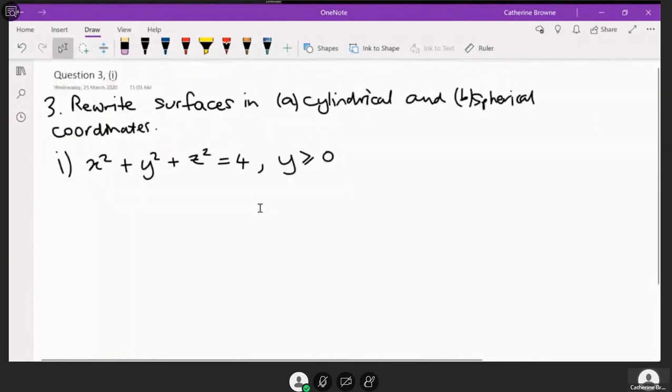So I want to rewrite these surfaces in cylindrical and spherical coordinates. I have 3 prepared, but we'll see how we go for time. I'm not sure if I'm going to get all the surfaces done and also look at question 4.